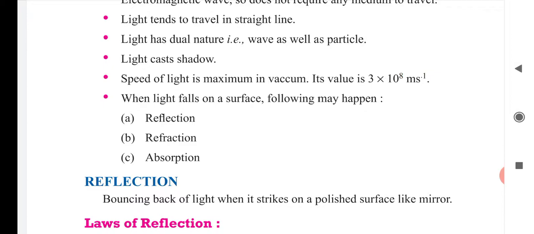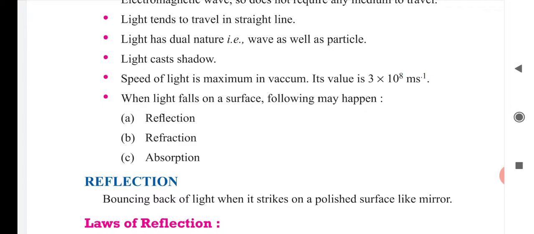First question is, what is reflection of light? The bouncing back of light when it strikes a polished surface like a mirror, we call it reflection of light. Or in other words, the bouncing back of a ray of light when it strikes a medium where it cannot pass through, we call reflection of light. Reflection of light happens in the case of a mirror or any polished surface.